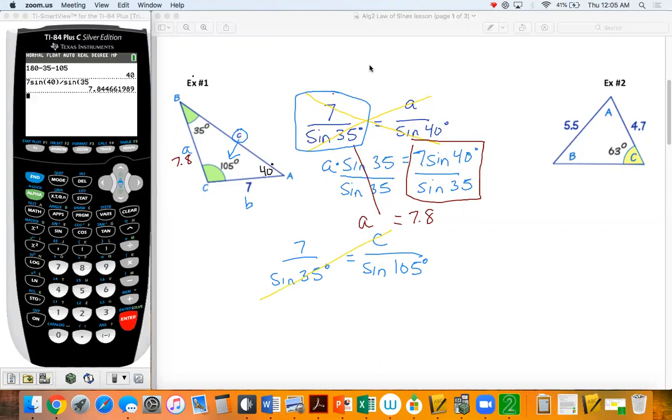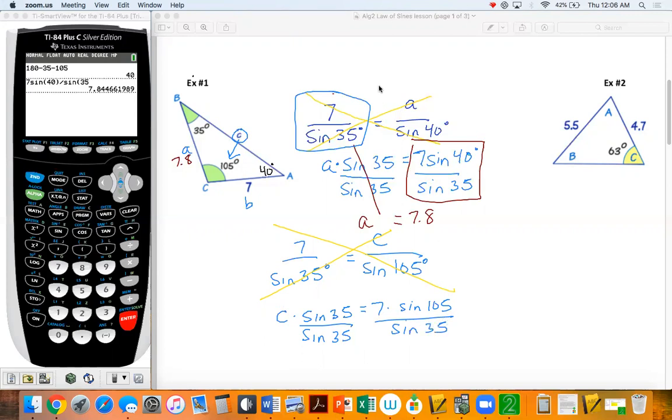So we will do cross products. So we're going to multiply in the direction of the variable. C times sine 35 equals the other cross product, which is multiplying this way, which is 7 times sine 105. Now, we want to get C by itself. So to get C by itself, we do the inverse operation. So to undo multiplying by sine 35, we're going to divide both sides by sine 35. Whatever you do to one side, you do to the other.